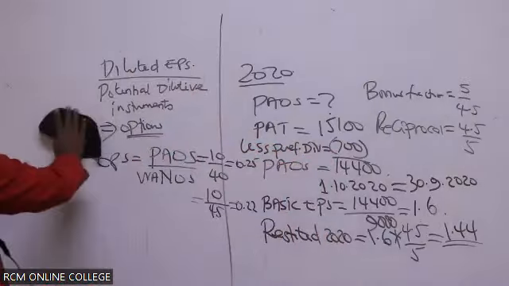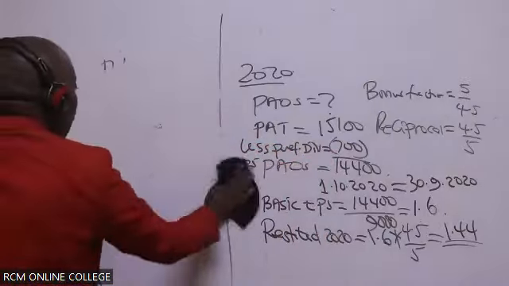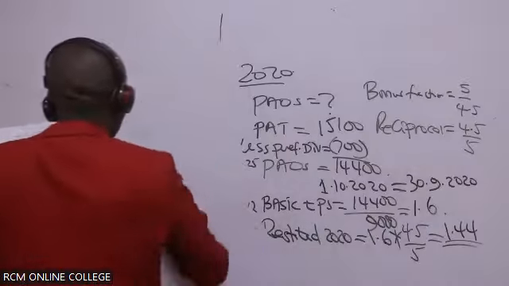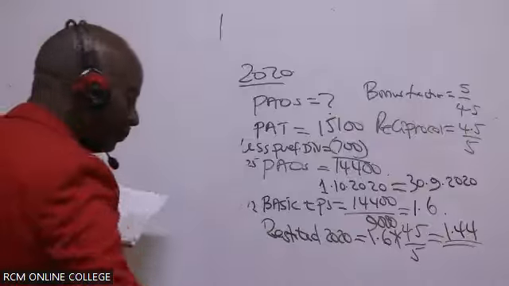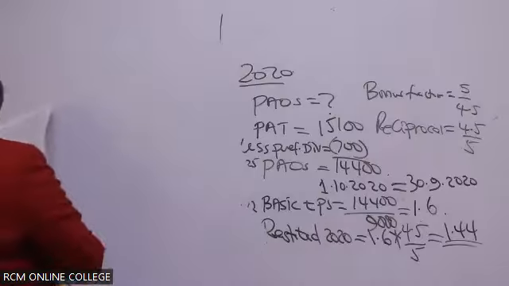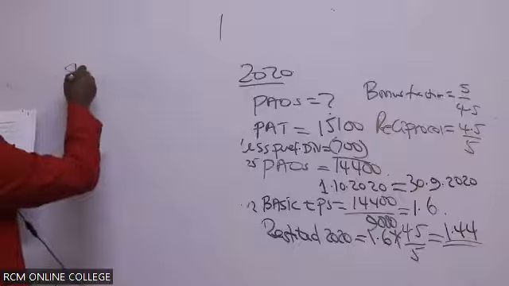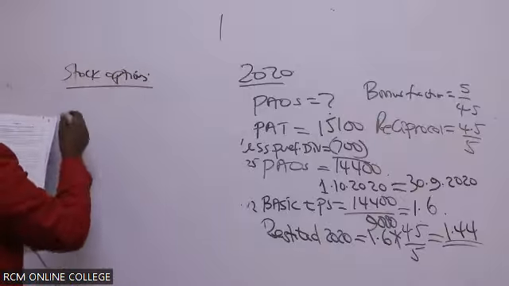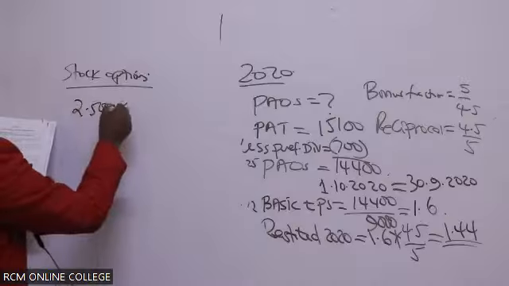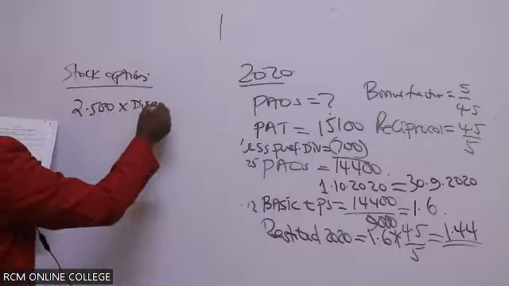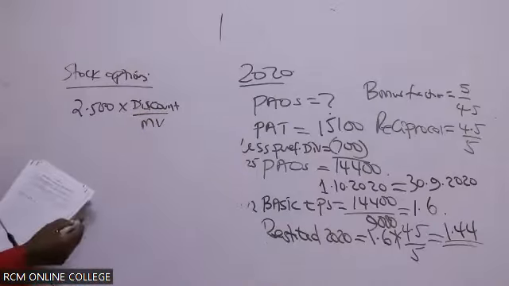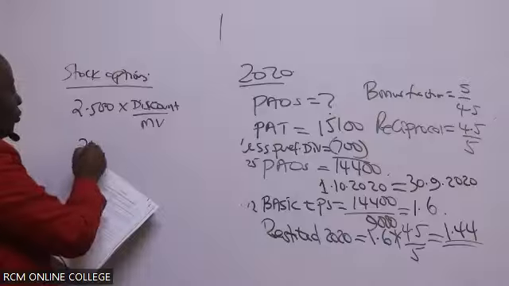I hope you have written there stock options. Stock options are just options. I'm trying to identify the dilutive instruments. Stock options. So in this case, they were 2,500 times the discount over market value of the shares. So in this case, this will be 2,500.